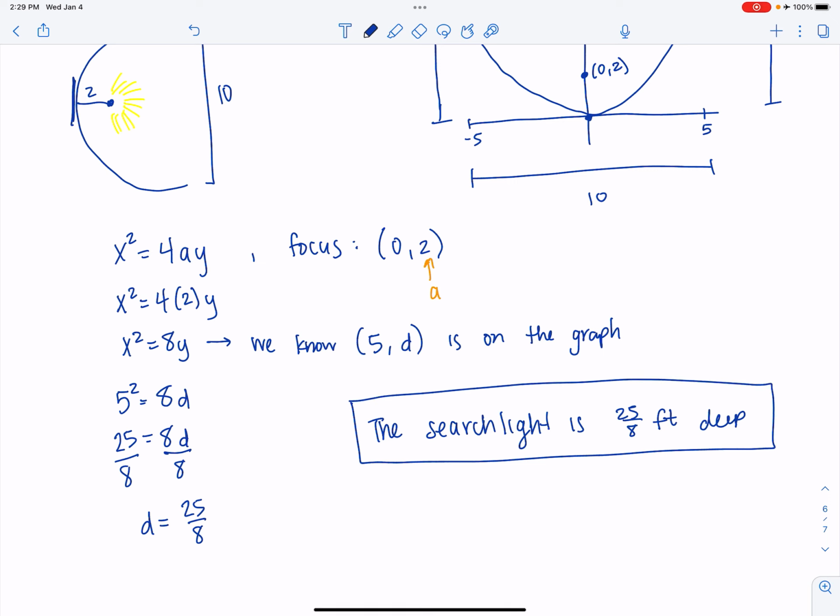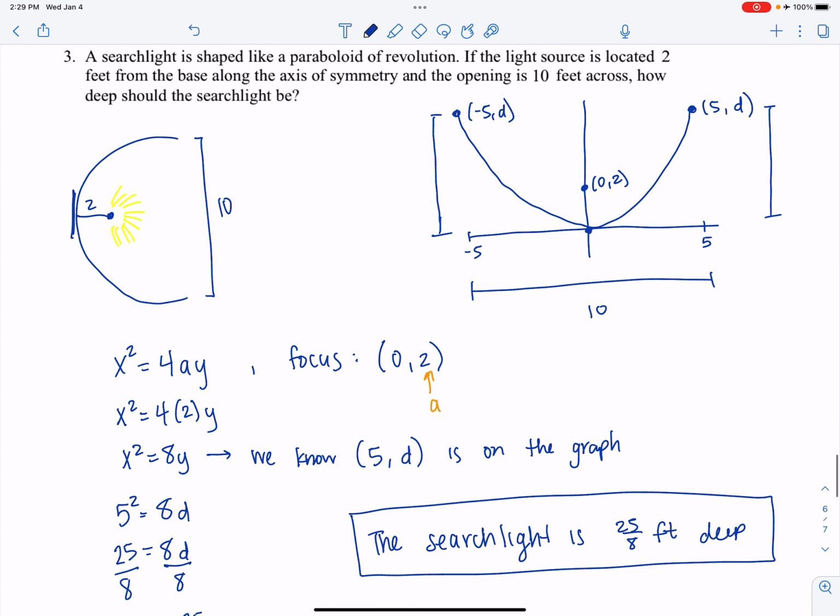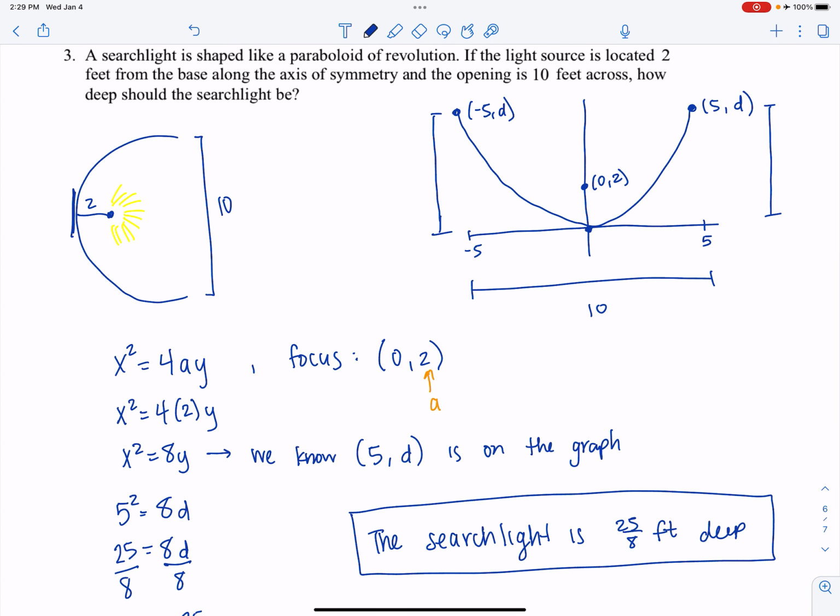And that's it. Using what we know about our parabola, we were able to solve an application.